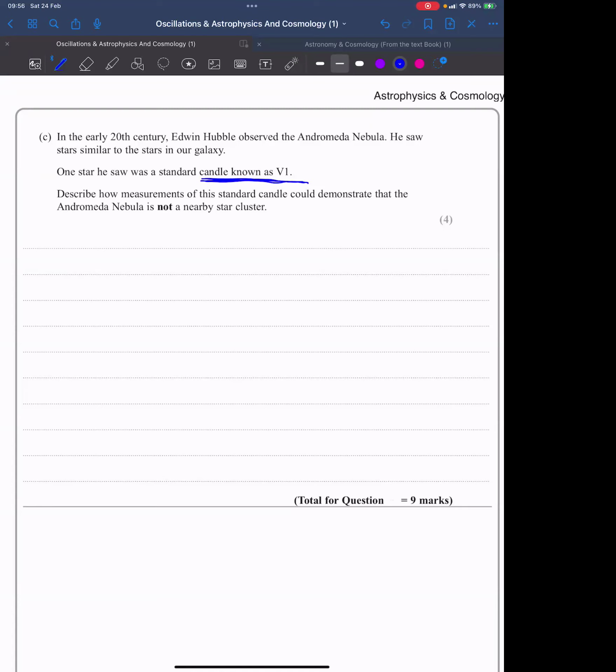You know, it's a standard candle. So basically, you should write the procedure of measuring the distance to a standard candle and then conclude that it is not nearby. Write an answer.